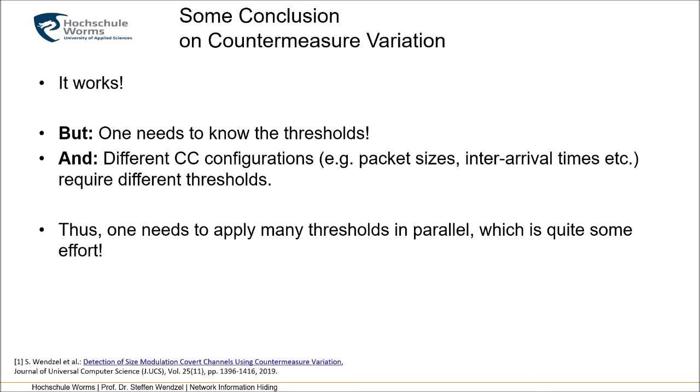So, some conclusions on countermeasure variation. First of all, it works, but we need to apply thresholds that we first need to study, and we need different thresholds for different situations, like different covert channel configurations, such as packet size, inter-arrival times, and so forth. And also we need to further study other algorithms. How do they work with a countermeasure variation? So that's also difficult. And finally, one needs to apply many thresholds in parallel, which is quite some effort.